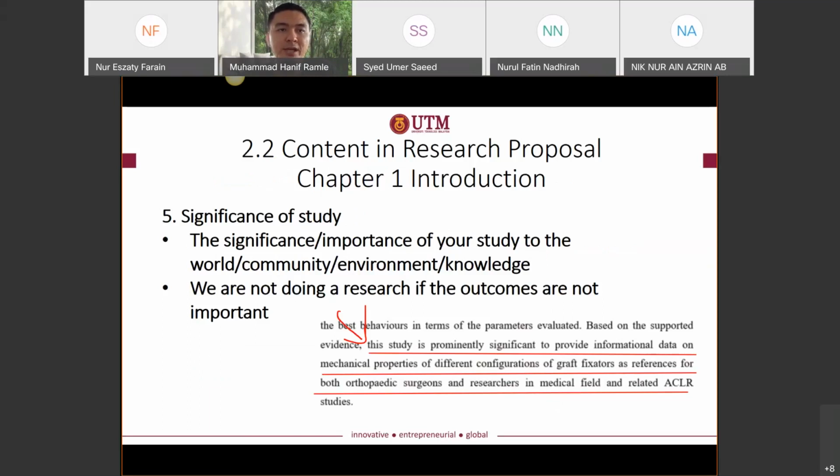You can put as much as possible. There is no specific number. Very subjective. And make sure that the significance is relevant and very realistic to the scholar.